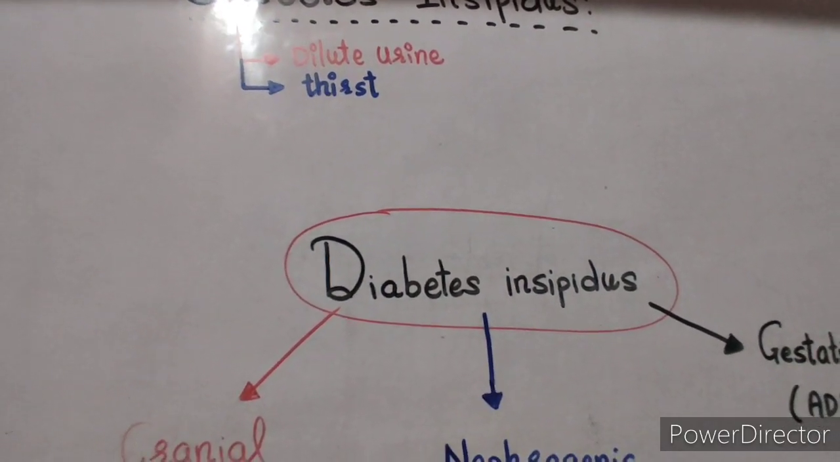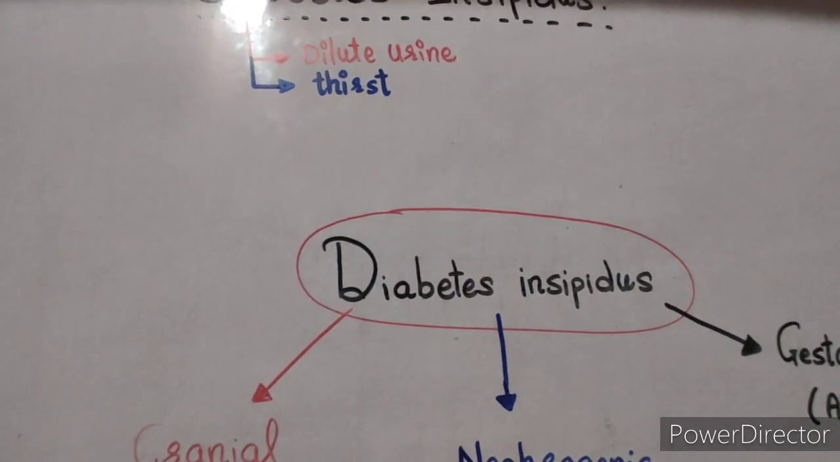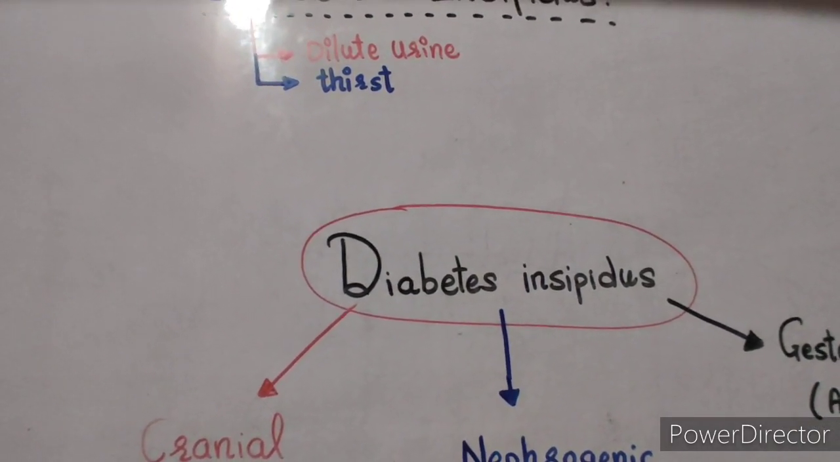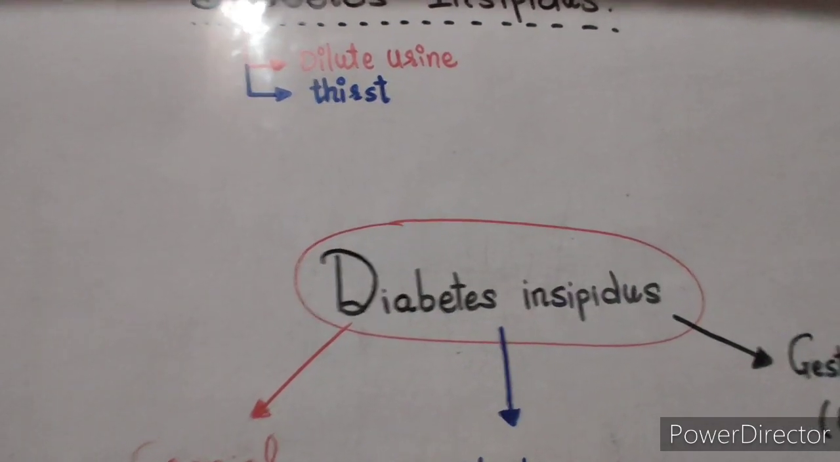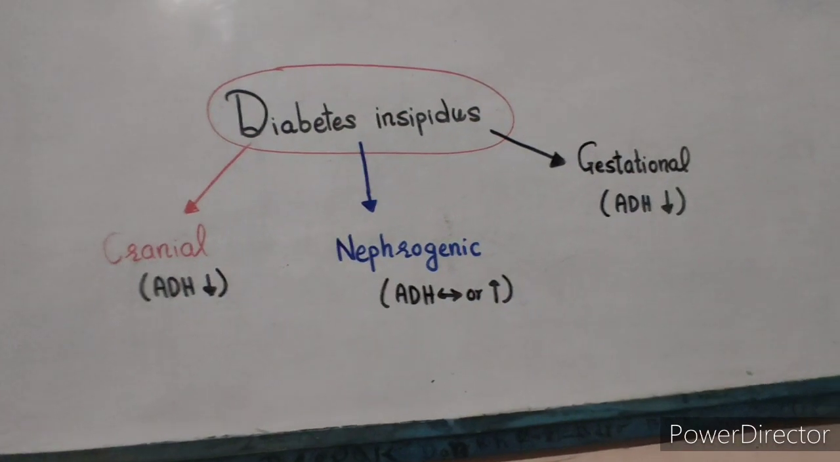Since there is decreased reabsorption of water from the renal tubules, plasma osmolarity will rise, and increased plasma osmolarity, or hypertonic or concentrated plasma, will stimulate the thirst center. Diabetes insipidus is of three types: cranial, nephrogenic and gestational.